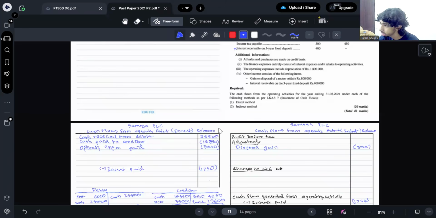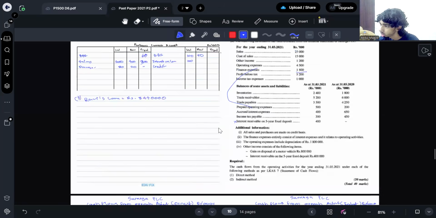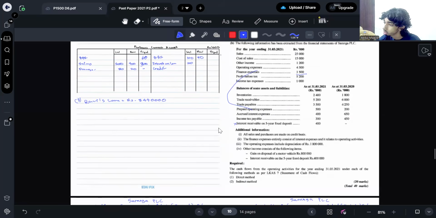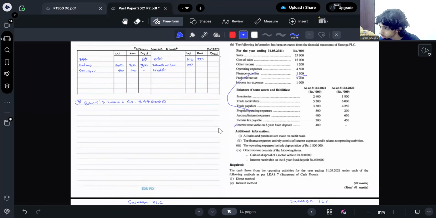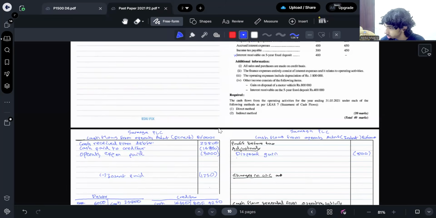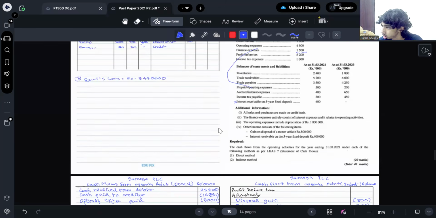Interest receivable on the 5-year fixed deposit 400. Okay, that means nothing is received, so you won't have to remove interest receivable. Other income includes the interest receivable of 400, and you have to remove that. It's a non-cash transaction. And even if it's received, you have to remove it because that will be an investing activity. Interest receivable 400. Okay.